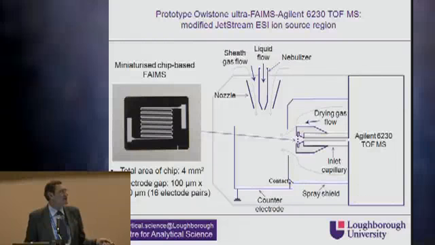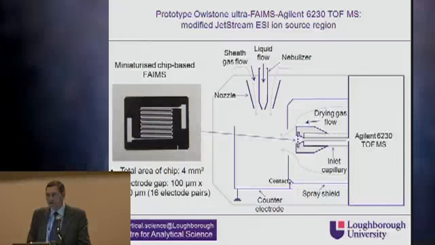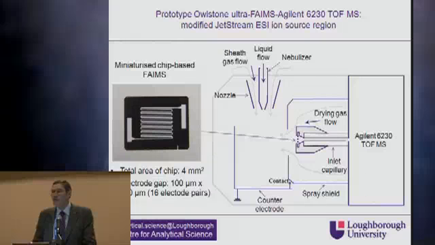The device in the applications I'm going to show is located in our mass spectrometer, which is a time-of-flight mass spectrometer. It's located just here, just ahead of the inlet capillary for the TOF analyzer, and between the TOF analyzer and the electrospray source here. So ions generated in the electrospray source can be separated by FAIMS prior to introduction into the mass spectrometer.